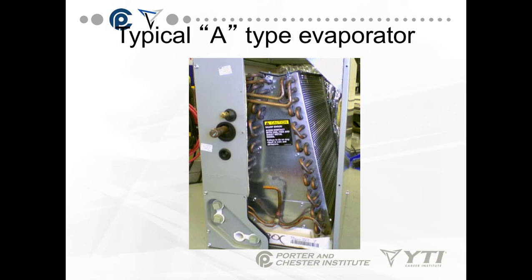This is an example of an evaporator. It's called an A coil because when you look at the side of it, it sort of resembles an A. Air blows up through the evaporator from the bottom to the top and then out through the ductwork into the house.